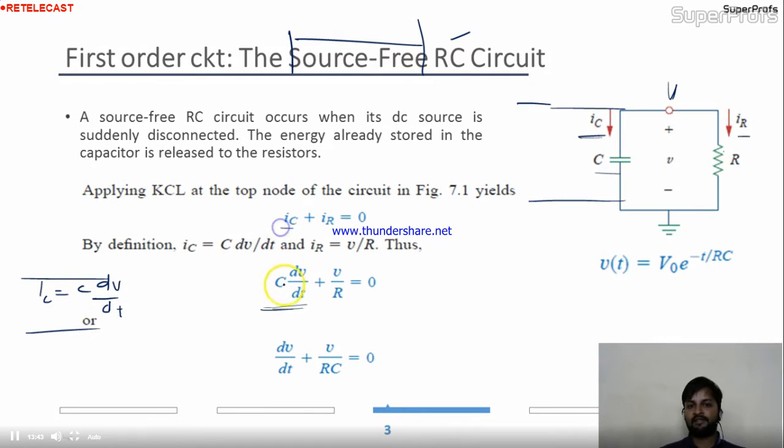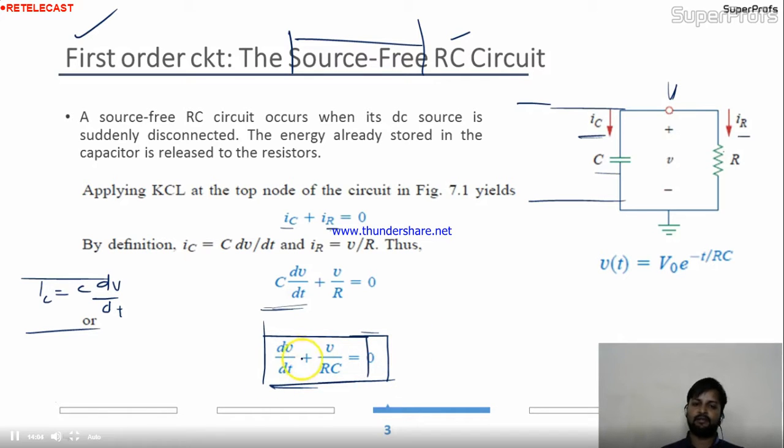So I replace this IC with this. And what about IR? IR is nothing but V by R. So this is the first order differential equation. Here the order is 1. That's why we are saying it is the first order circuit. So we can solve this. I think you people know differential equation, how to solve it.